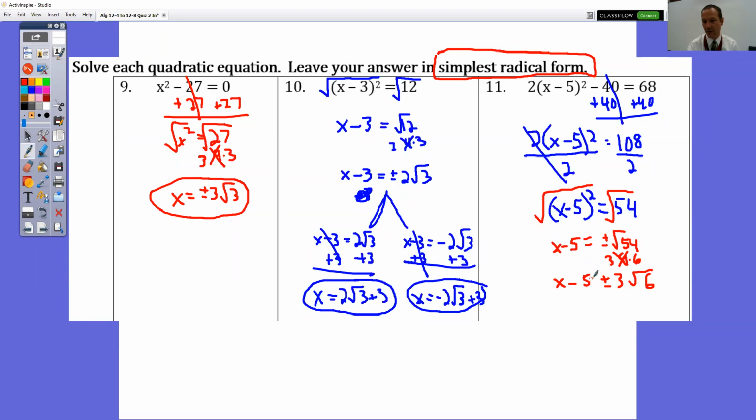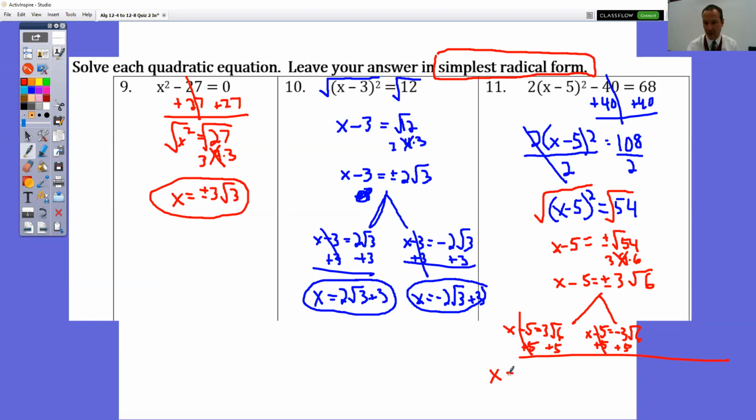Just like in the other one, we now want to split it. So x minus 5 equals 3 radical 6, and x minus 5 equals negative 3 radical 6. Plus 5, plus 5, plus 5, plus 5 to get that x all by itself.